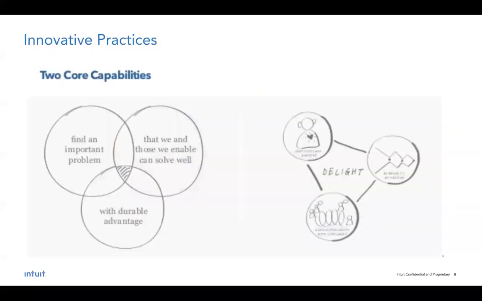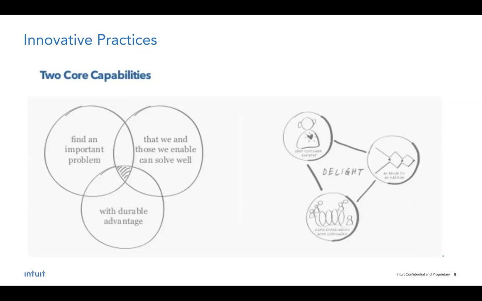With that, I'll delve a little deeper into what we at Intuit take pride in, what we call the two core capabilities of innovative practices. This starts with what we call customer-driven innovation, and then you get into what we call design for delight. So let me focus a little bit on the CDI, or customer-driven innovation.